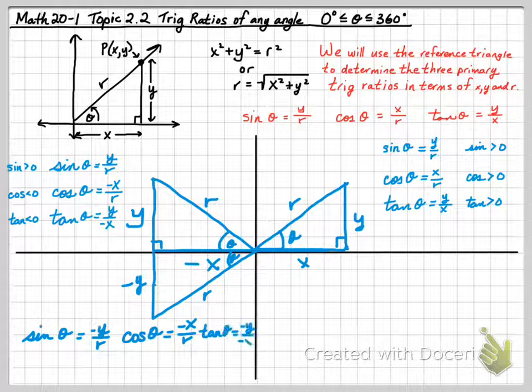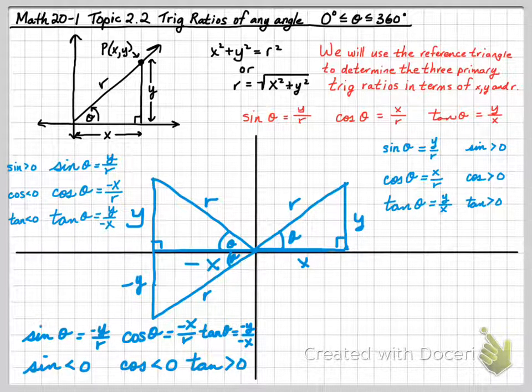Now if we look at the reference angle in the third quadrant, it's negative y and negative x. So the sine is going to be negative y over r, or negative. Cosine is negative x over r, and that's going to be negative. And the tangent of the angle in this quadrant is going to be negative y over negative x, which is positive y over positive x, and that's going to be greater than 0.